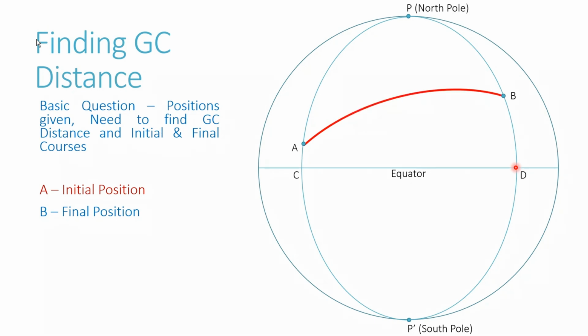Now, since we want to find out the great circle distance between A and B, let's mark the great circle track from my initial position A to my destination position B. You can see the great circle track marked in red in the diagram. The arrow shows the direction in which we will be proceeding, moving from point A to point B. So this is the great circle track between our initial and final position.